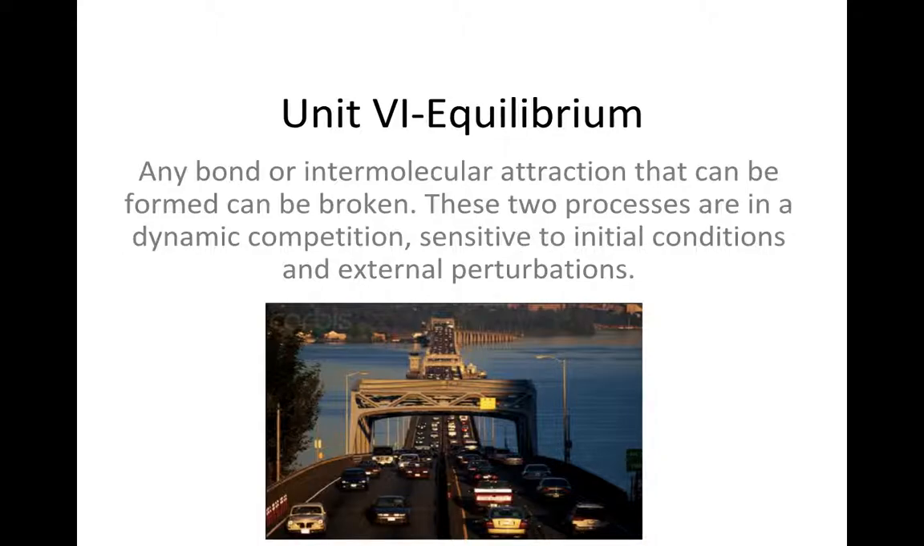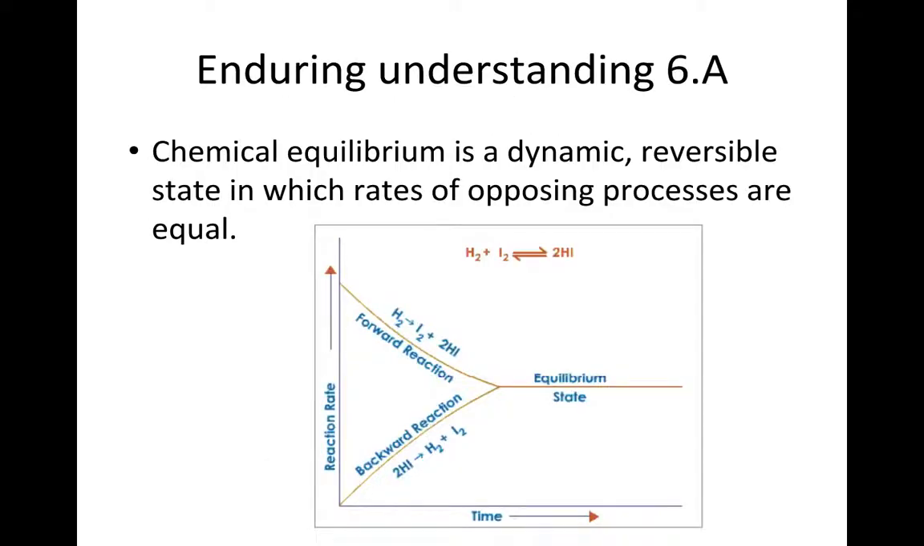This is 6.A.2. Remember, we are in Unit 6, or Big Idea 6, Equilibrium. Any bond or intermolecular attraction that can be formed can be broken. These two processes are in dynamic competition, forward rate, reverse rate, and they're going to be sensitive to initial conditions. So we're going to talk about these initial conditions today. Later, we will be talking about external perturbations.